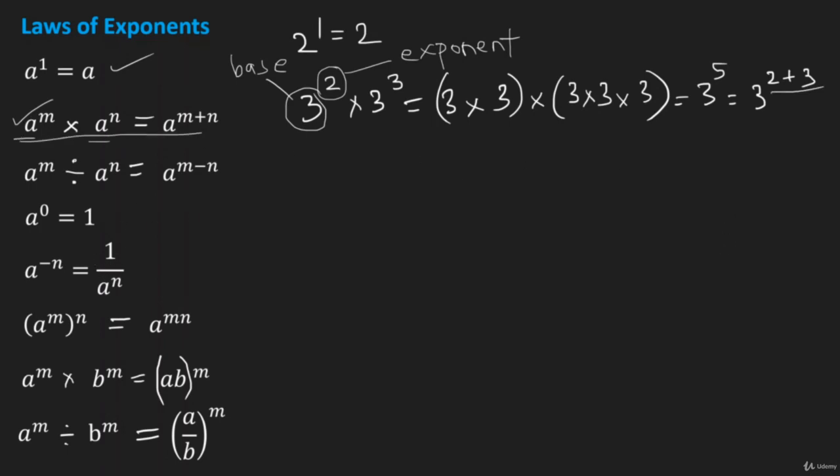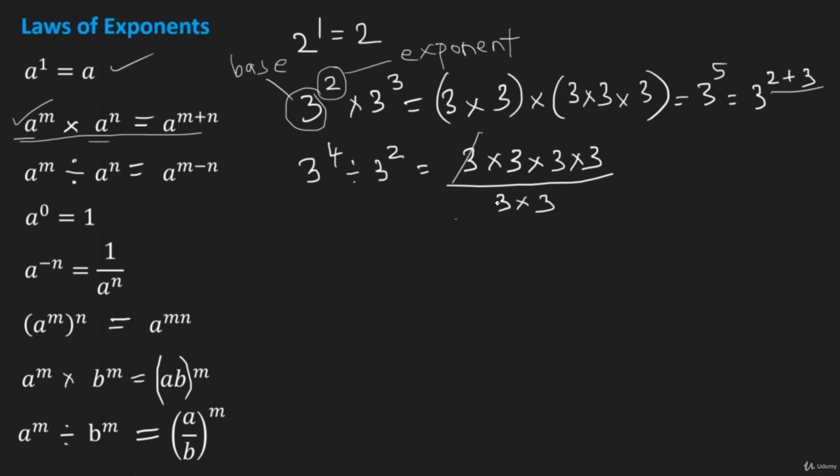Now let's try to do 3 to the power 4 divided by 3 to the power 2. Now I can write this as 3 into 3 into 3 into 3 divided by 3 into 3, right? Now I can cut the common factors in the numerator and denominator, and I am left with 3 into 3, which is 3 square, or 3 to the power 4 minus 2.